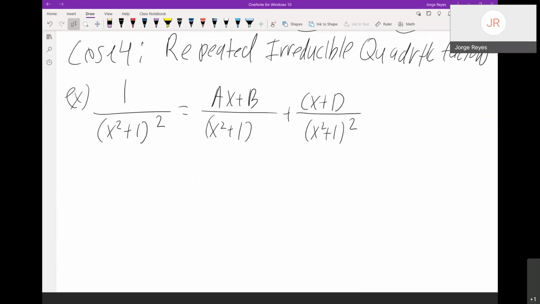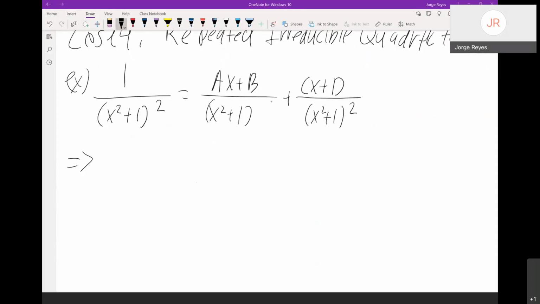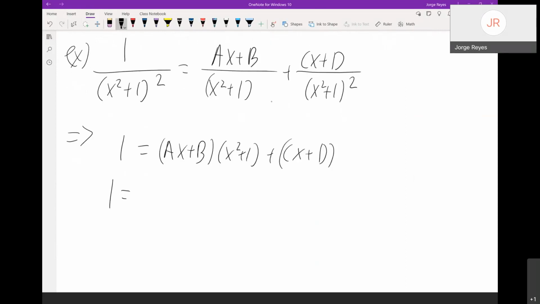So I'm gonna do it the hard way. We get 1 equals ax plus b, times x squared plus 1, and then cx plus d. That's it. So we're gonna FOIL everything out: ax cubed plus bx squared plus ax plus b plus cx plus d.